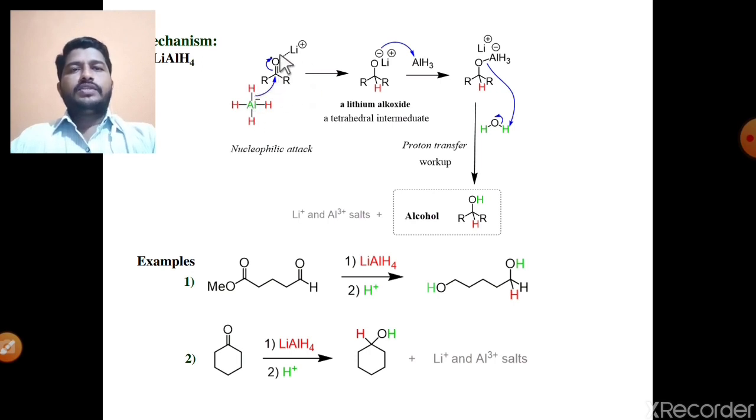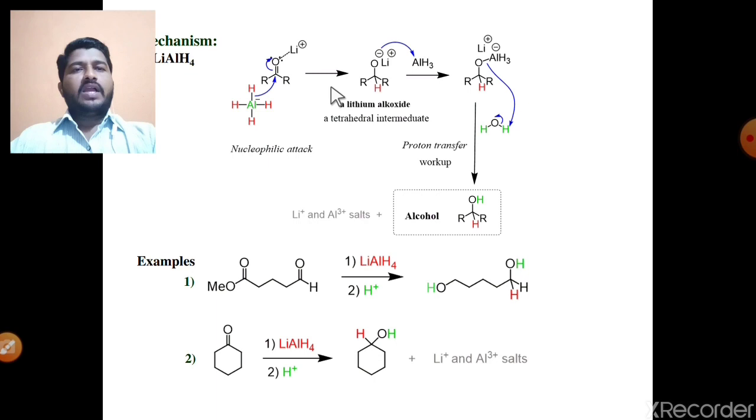Simple R C double bond O R dash is the carbonyl group, and the basic structure of lithium aluminum hydride is lithium with a plus charge and aluminum with a negative charge. One H minus transfers, means this hydrogen with its electron pair attacks this carbonyl carbon, which has a partial positive charge. At the same time, the pi electron shifts towards the oxygen, which gains a negative charge. At the same time, a bond forms between this carbonyl carbon and the hydrogen, the hydride ion. And this O minus is stabilized by Li plus.